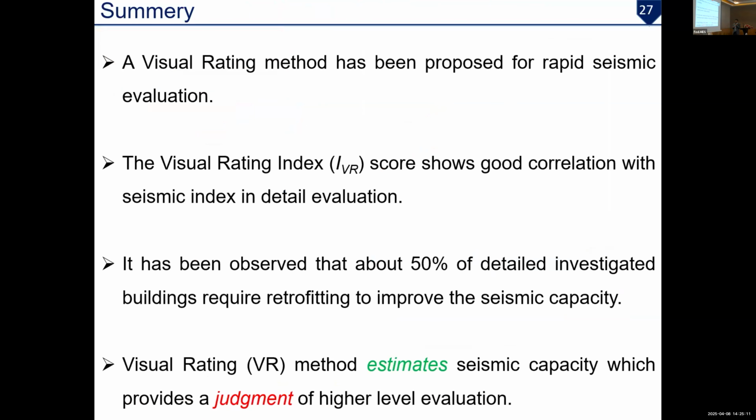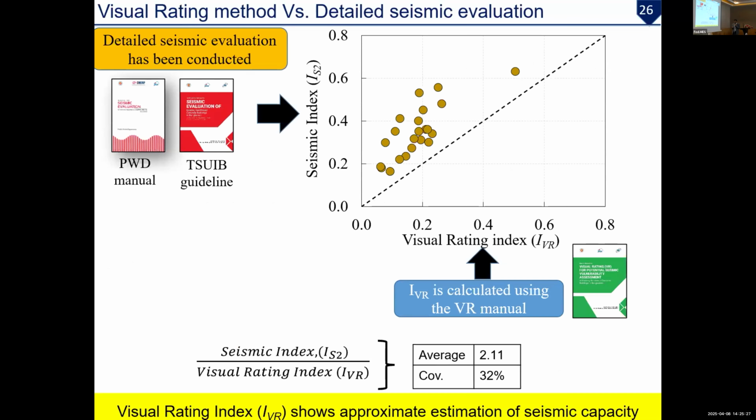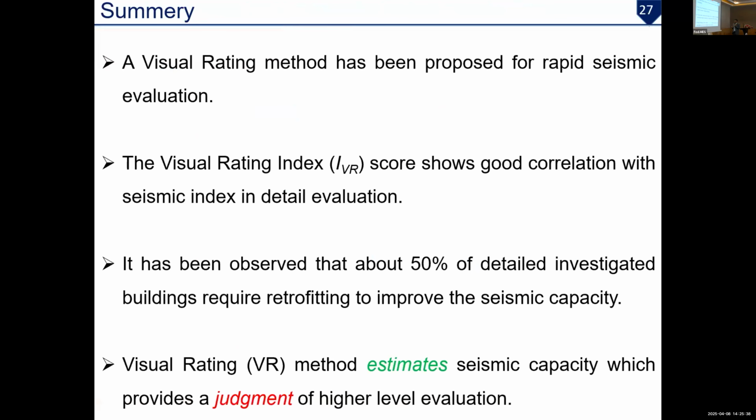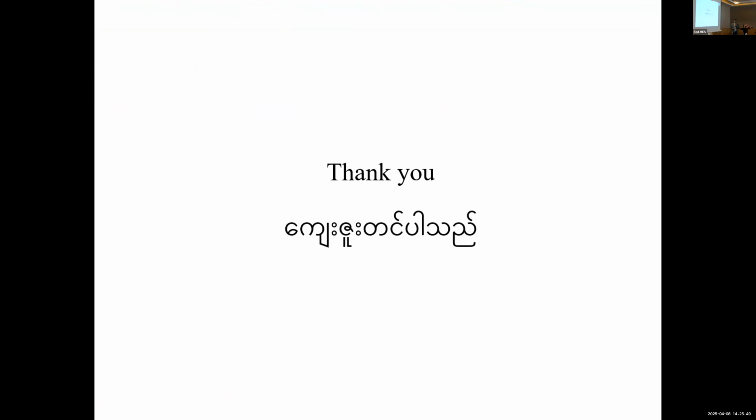So this is the summary of this presentation. We have developed the method, and we understood that the visual method has good correlation with the seismic index. We also observed that about 50% of buildings need detailed evaluation, because if you see the previous slides and set some boundary, like 0.45, then 50% of buildings require detailed evaluation. It is very urgently needed. And finally, we can say that this VR method gives a good judgment of the seismic capacity of existing buildings. So that's all from my presentation. Thank you very much.